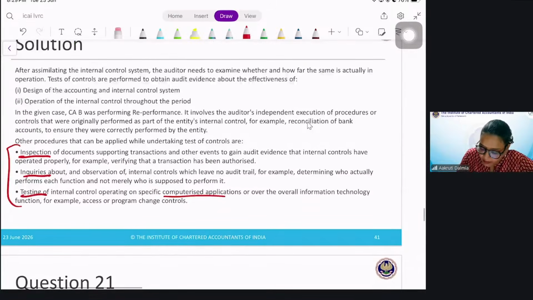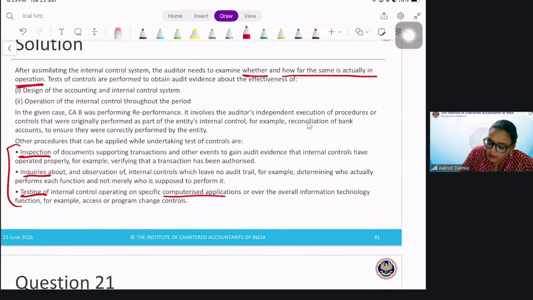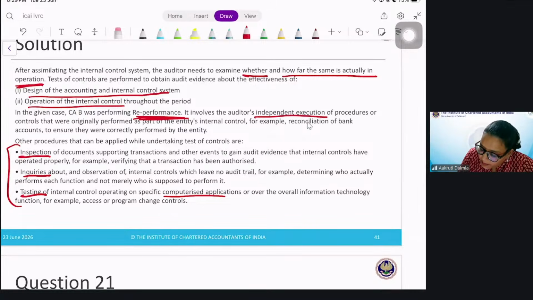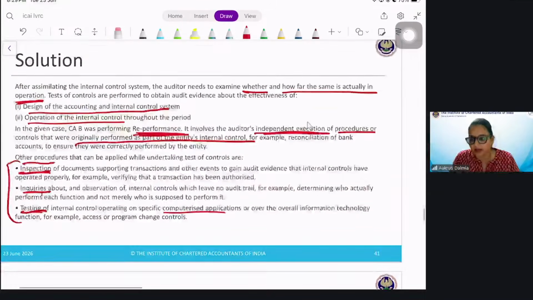So after assimilating the internal control system, the auditor needs to examine whether and how far the same is actually in operation. The tests of controls are performed to obtain evidence regarding the design of the accounting system and the operation of the system. In the given case, CAB was performing re-performance. It involves the auditor's independent execution of procedures that were already performed by the entity's internal control system. So something that was already done, I want to do it again. That is called re-performance. Other procedures are inspection, inquiries, and testing.